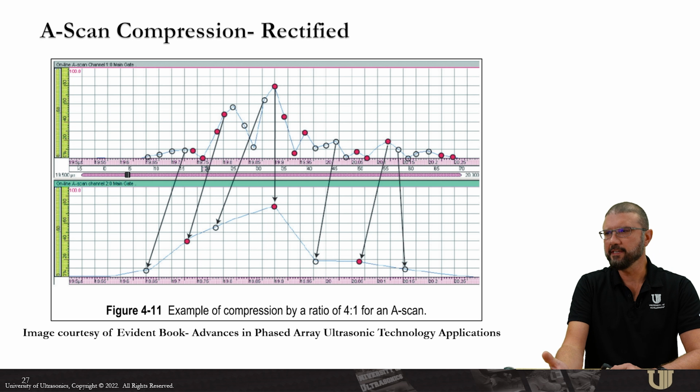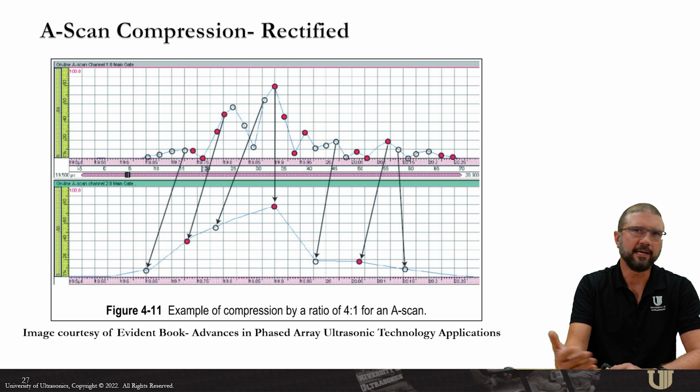This is a representation of a rectified compressed A scan. I took this from the Evident book, Advances in Phased Array Ultrasonic Technology Application. And again, it shows a rectified A scan. I'm using a compression of 4 here, as I showed you on one of my previous RF examples. Due to this smart compression, as you can see, amplitude accuracy or amplitude fidelity will always be preserved, again, because we keep the highs and we drop the lows.